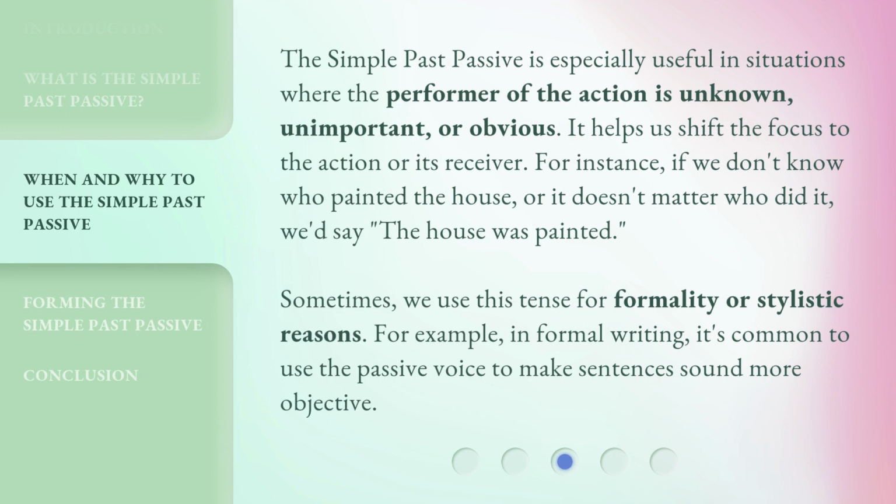The simple past passive is especially useful in situations where the performer of the action is unknown, unimportant, or obvious. It helps us shift the focus to the action or its receiver. For instance, if we don't know who painted the house, or it doesn't matter who did it, we'd say, the house was painted. Sometimes, we use this tense for formality or stylistic reasons. For example, in formal writing, it's common to use the passive voice to make sentences sound more objective.